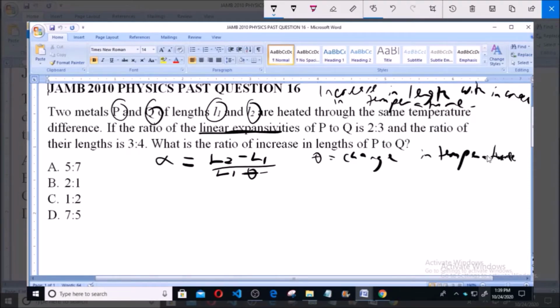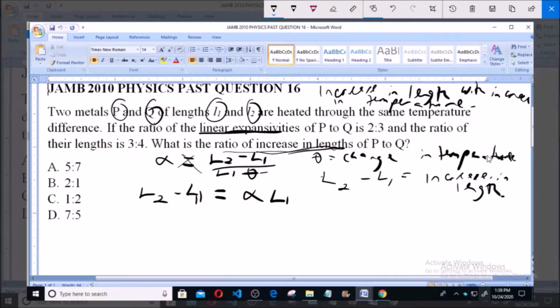Now for this question you are looking for the ratio of increase in length. The increase in length is L2 minus L1. So that is basically what you are asked to calculate. If you make it subject of formula from this equation, cross multiplying, L2 minus L1, which is the increase in length that you'll be looking for, is equal to alpha L1 theta. So if you are given these values, that is what you would make use of.